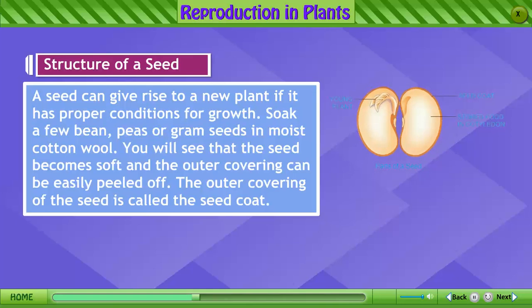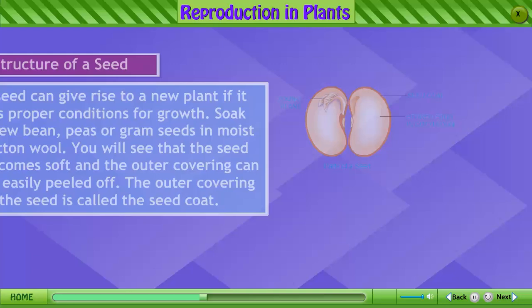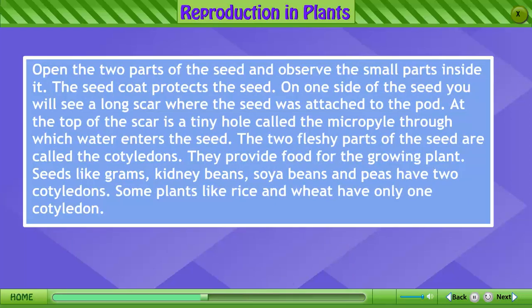Soak a few beans, peas or gram seeds in moist cotton wool. You will see that the seed becomes soft and the outer covering can be easily peeled off. The outer covering of the seed is called the seed coat. Open the two parts of the seed and observe the small parts inside it. The seed coat protects the seed.